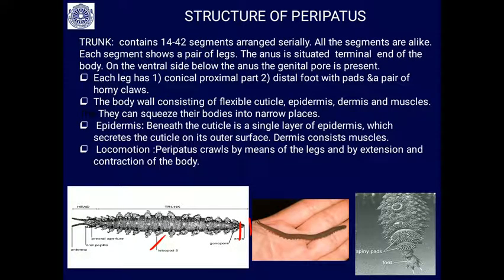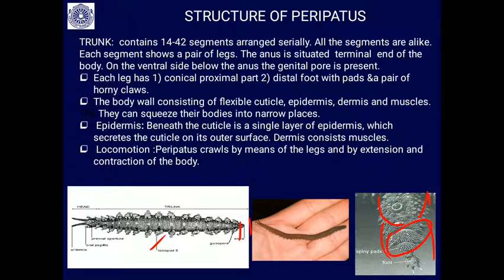Each leg, this is a leg structure. It's a conical part, and the distal part has got pads. You will find the spiny pads. Can you see this? These are the spiny pads. They are ending with the horny claw. This is the structure of the foot. So you will find each segment bears a pair of legs.